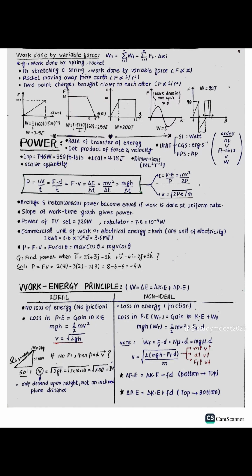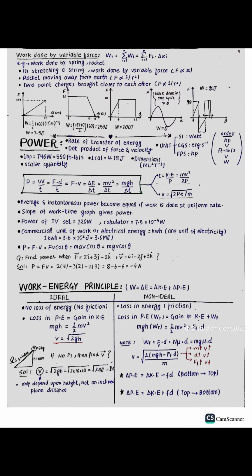And power, you know, power is work done per unit time, that is, how much work has been done in a given time. So then we will put in the formula of work, and then we will get the final equation. After putting in the value of work, we will get the final formula for power, that is mgh divided by delta t, and for kinetic and potential energy it will be different. Then we have a question and the solution of that question related to the topic of power. Then the work-energy principle, and then ideal and non-ideal cases.